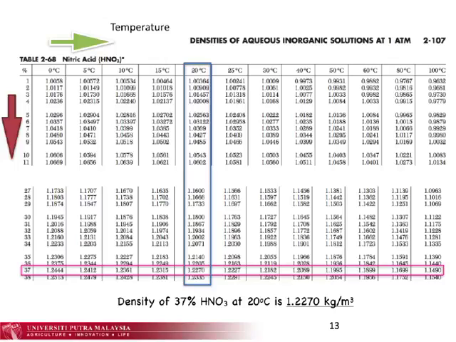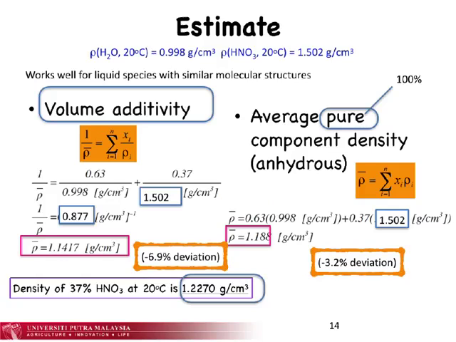To start with the estimates for 37% nitric acid concentration, we have to find the density of water at 20 degrees Celsius. Here, the density of water is 0.998 gram per centimeter cube, and the density of commercially available nitric acid at 20 degrees Celsius is about 1.502 gram per centimeter cube.